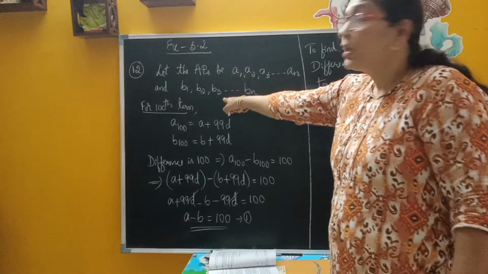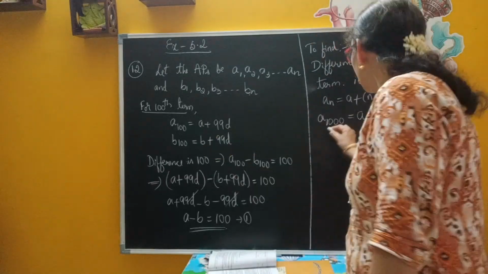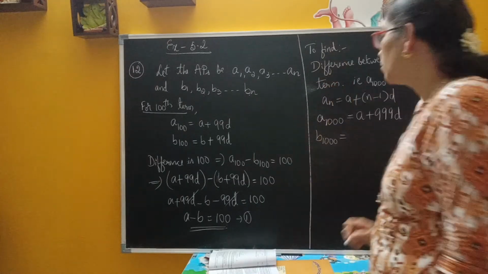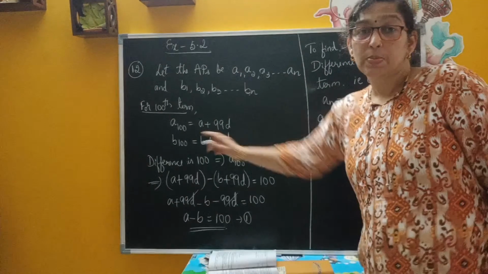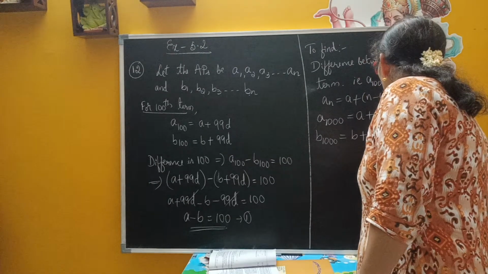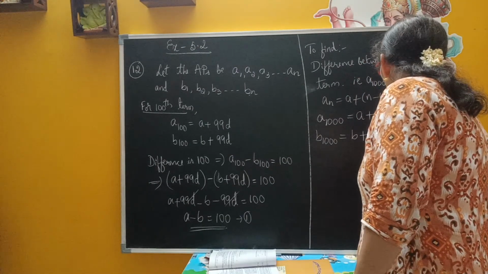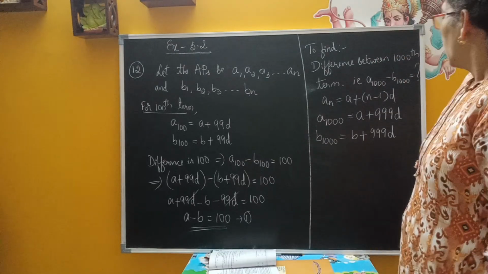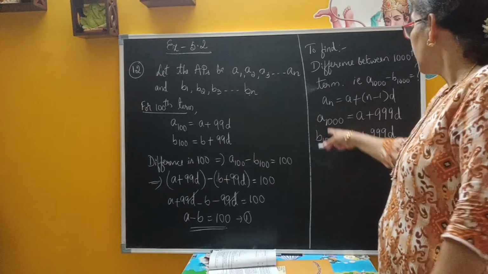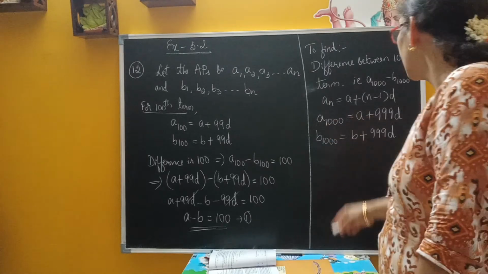Similarly, for the second AP, B 1000 is equal to, what is the first term? The first term is B. So B plus 999D. Okay, let us find the difference. Difference means what to do? We need to find A 1000 minus B 1000.